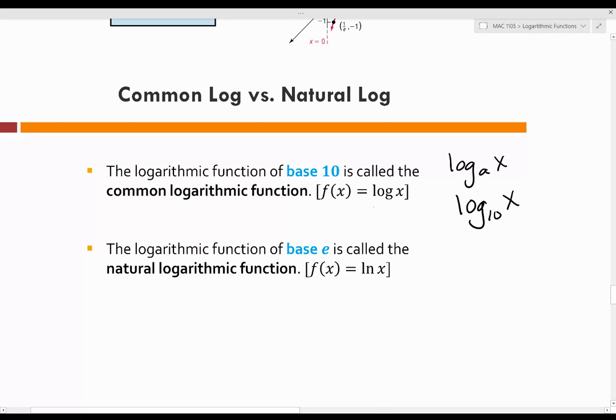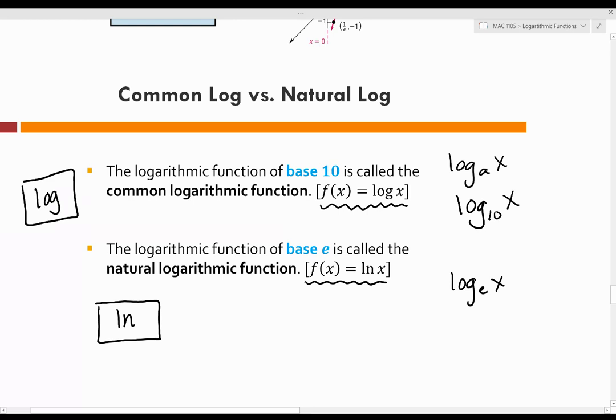So f of x equals log of x. And then we also have the natural log, which we just went over. You will rarely see log base e of x. You will see ln of x. Now, these are the only two buttons that you actually have on your graphing calculator. You have a button that says natural log, and you have a button that says common log. So when you see those buttons on your calculator, that is how you will access either the common log or the natural log. Cool?